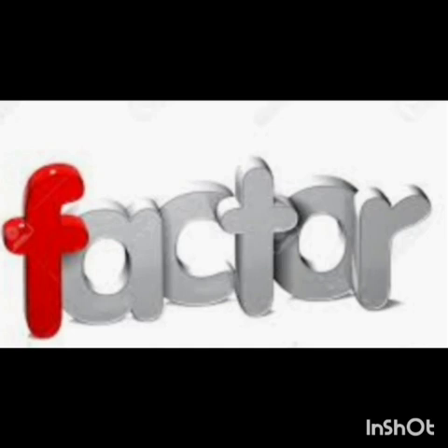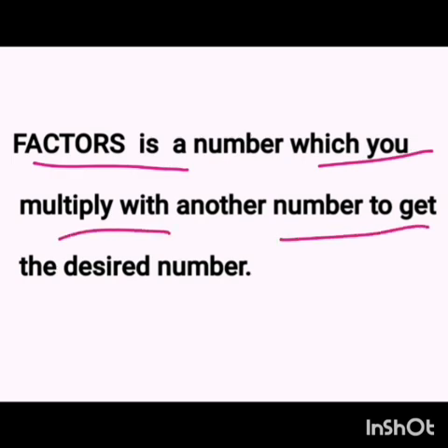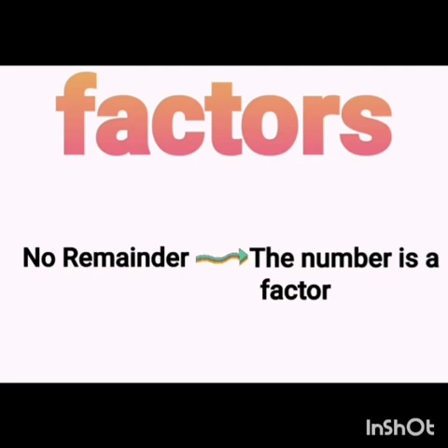We know that certain numbers multiply to give other numbers, and such numbers are called factors. So a factor is a number which you multiply with another number to get the desired number. And we also know how to find whether a number is a factor of another number. How do we find that? We divide the numbers, and if there is no remainder, then the number is a factor. So this is how we find whether a certain number is a factor of another number or not.